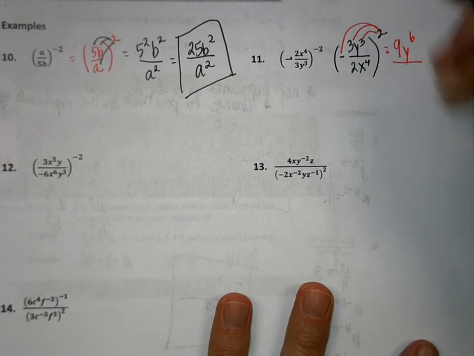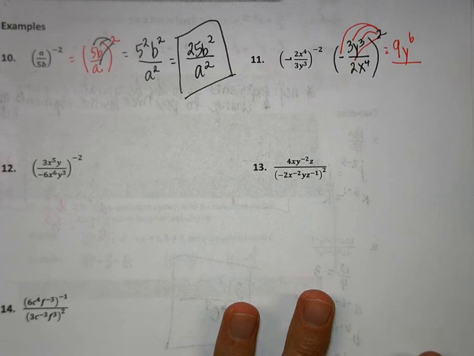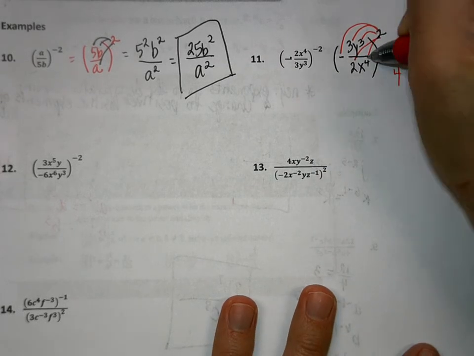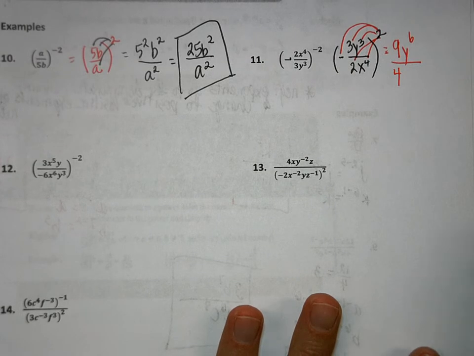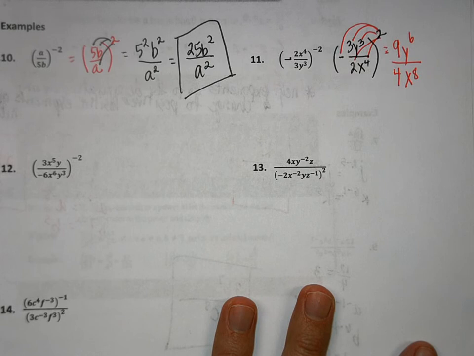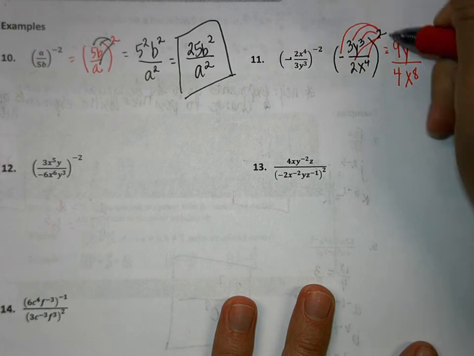over. Then we have 2 to the second power, which is 4, and then what happens there? X to the 8th. Can anything reduce here? So that's my answer.